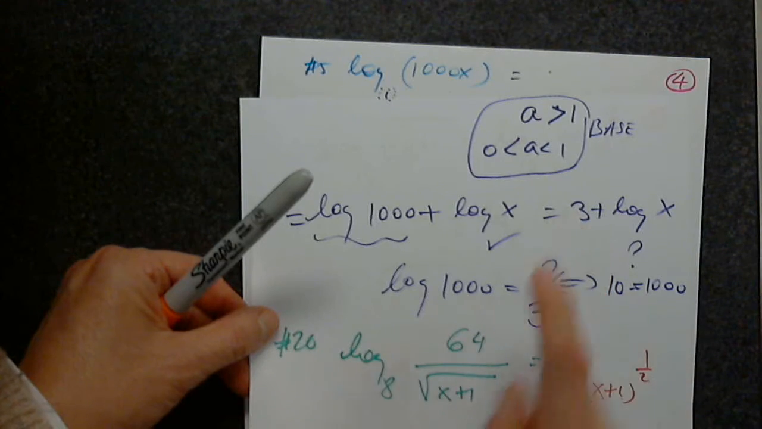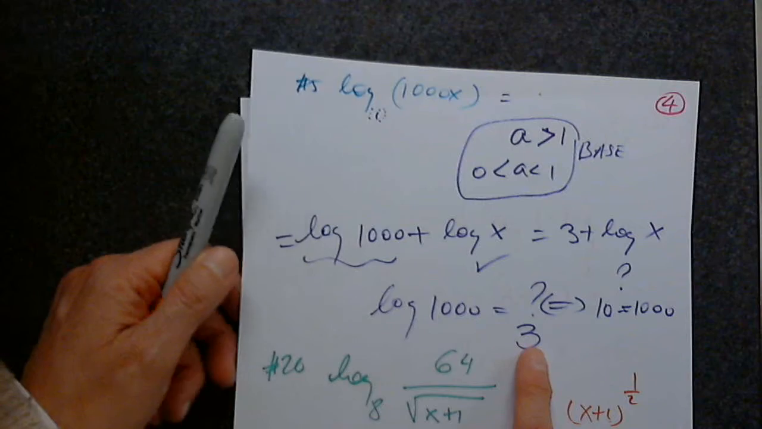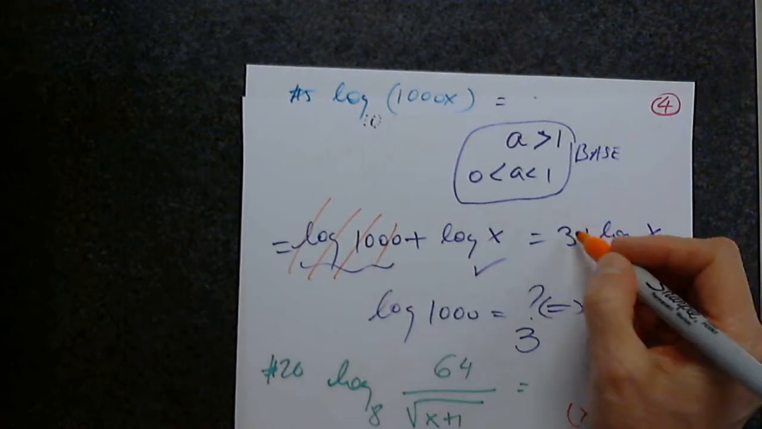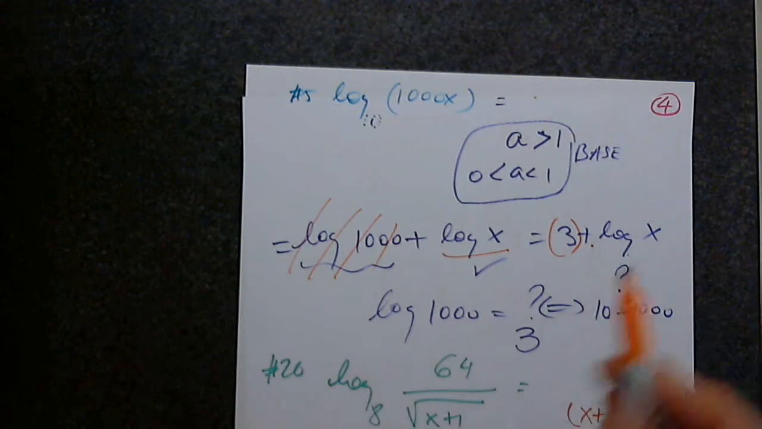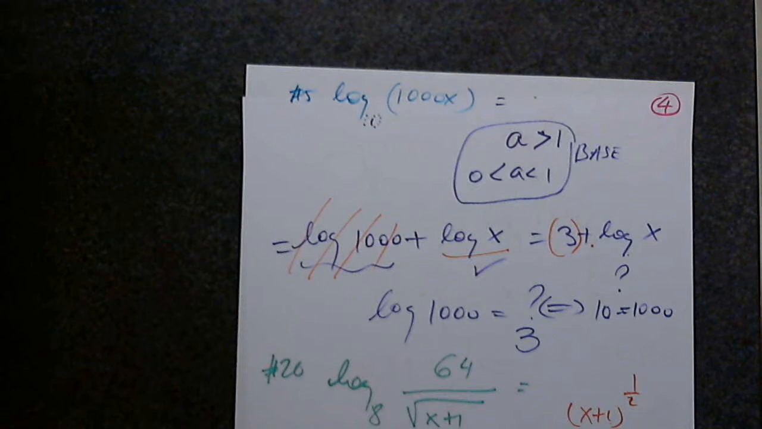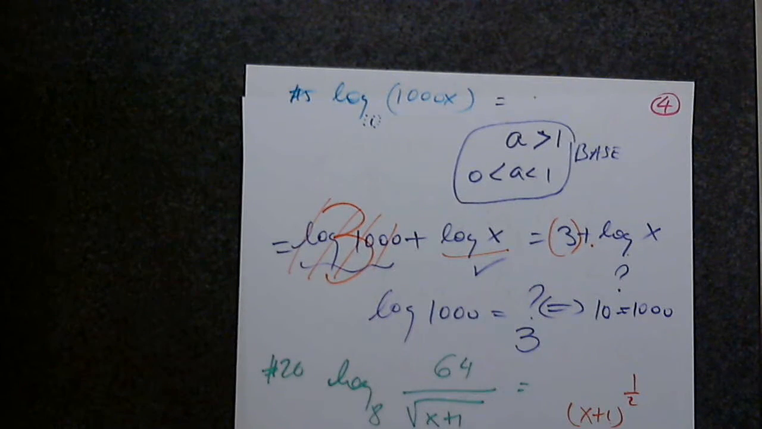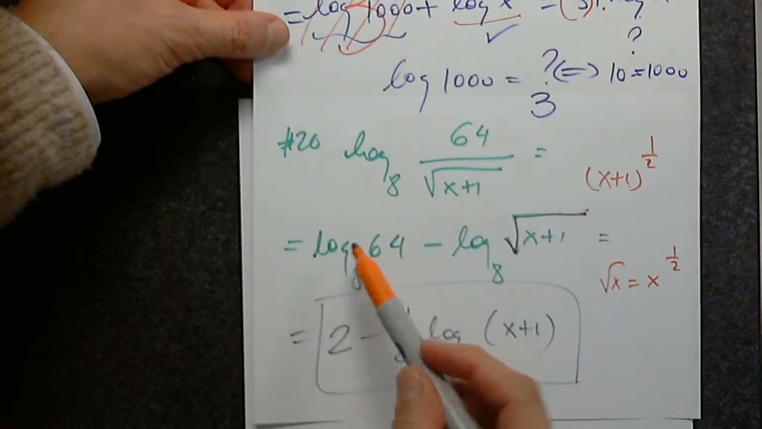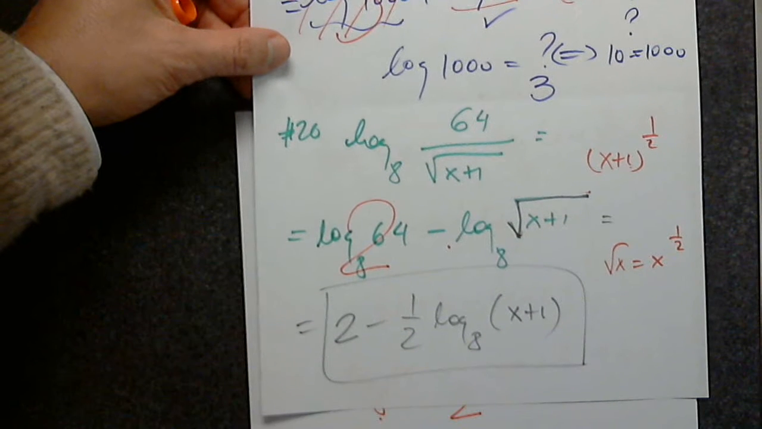I didn't really know what the actual answer was for that one, to be honest. Which one? This one? 3 plus log x. This was replaced by 3, and I copy the plus, and I copy log x. So then the answer is 3 plus log x. Now here, the answer is 2 minus 1/2 log x plus 1.